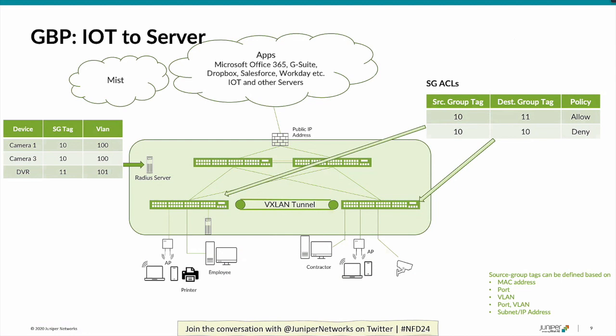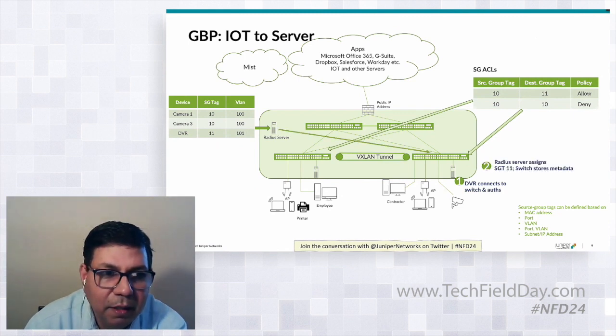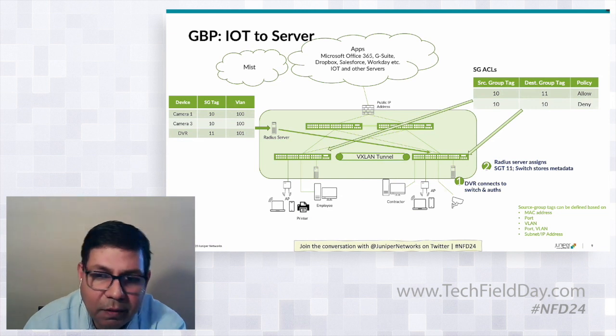The radius server is configured for group-based policies, where different devices map to different VLANs and are assigned security group tags. And then we have various security group ACLs or firewall filters configured on the access switches, right? Let's say a DVR connects to a switch and authenticates. The radius server will detect the DVR and push the security group tag associated with the DVR, which in this case is 11, onto the switch, and the switch will store it as metadata.